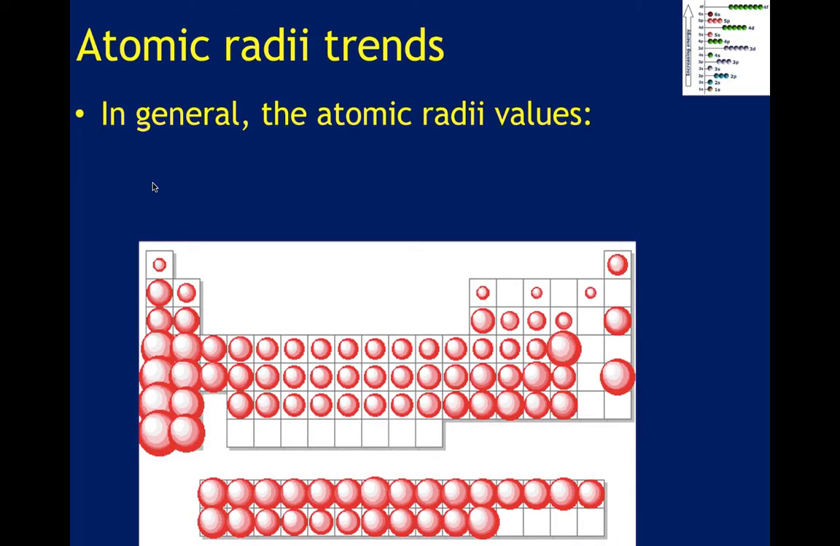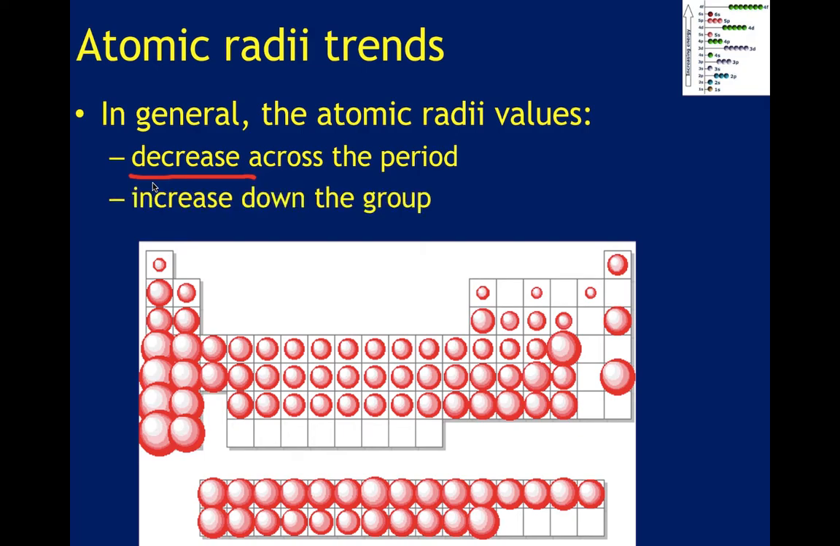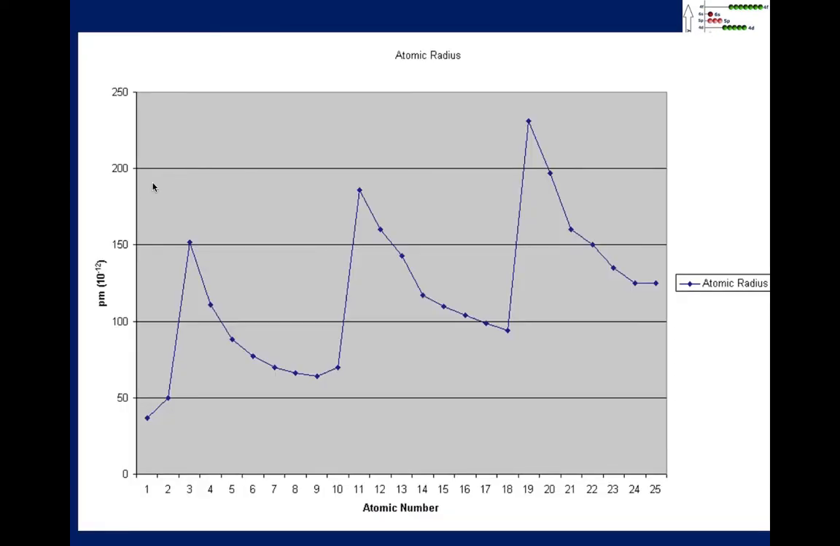So I have flipped over the page to 124, and this is just another visualization of it, showing you the size of the atomic radius. So atomic radius decreases across a period, and it increases down a group. So please get that into your head sooner rather than later.